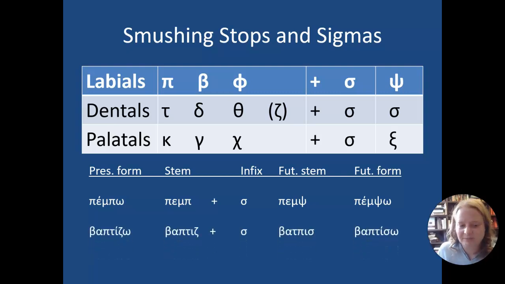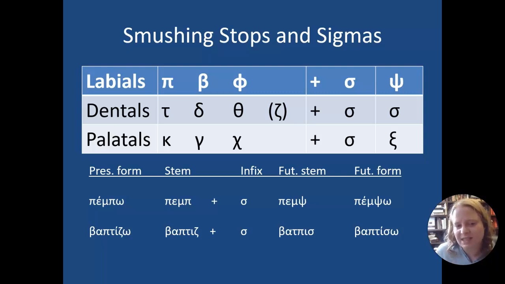Here are some examples. Baptizo, I baptize. When it has a sigma in the future, it becomes baptizo. That one's going to be easier to recognize because you have the sigma there, so it's standing out. But then you just have to remember what the original form was.